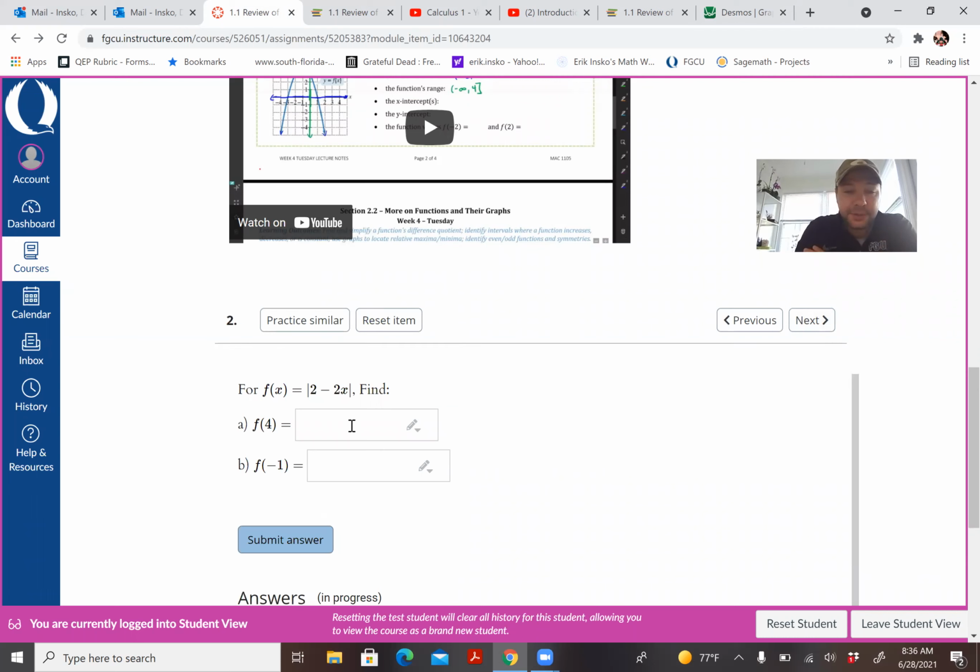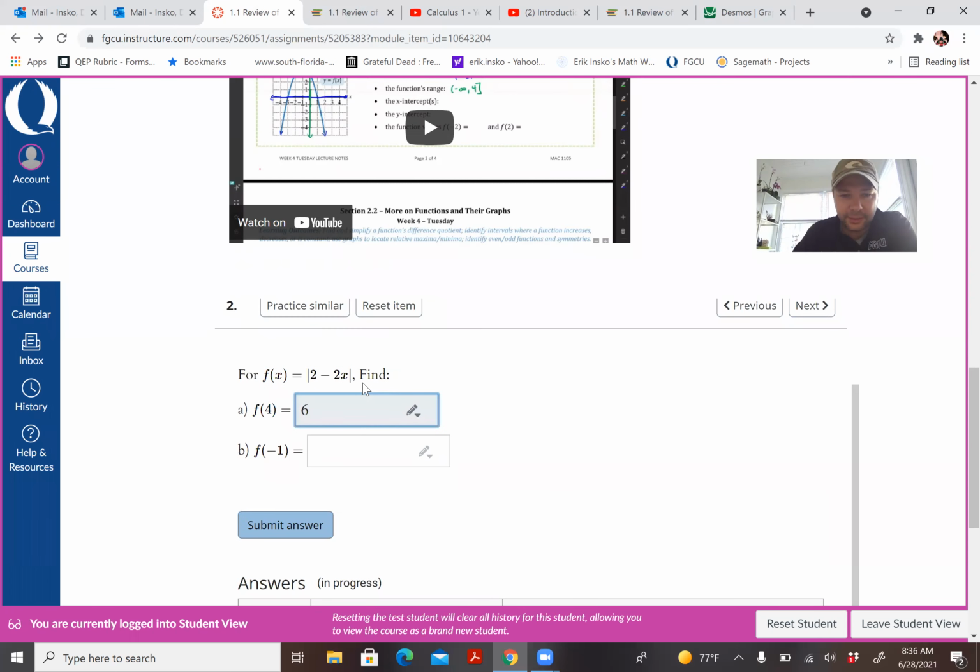Okay, so the next problem is f of x is the absolute value of 2 minus 2x. And so this is asking us to plug in 4 and then find the value. So this one, you're going to do f of 4. So we want to do 2 minus 2 times 4, and then take the absolute value of that. So 2 times 4 is 8. 2 minus 8 is -6. So the absolute value of -6 is 6.